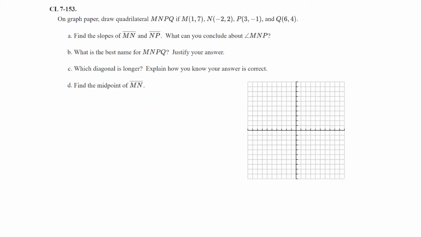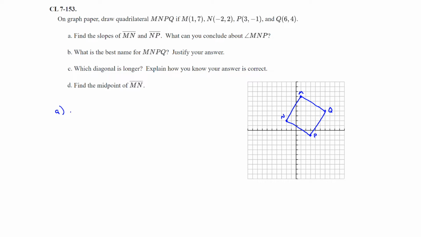Question 153. On graph paper, draw quadrilateral MNPQ given the four coordinates. So you can see I went ahead and plotted the points and drew the quadrilateral. Part A wants us to find the slopes of line segment MN and line segment NP, and what can we conclude about angle MNP after doing that.